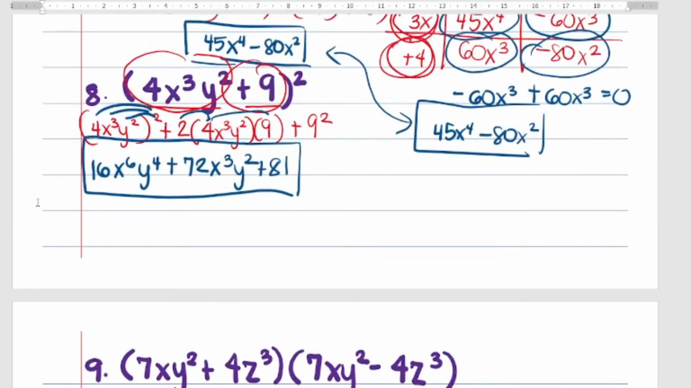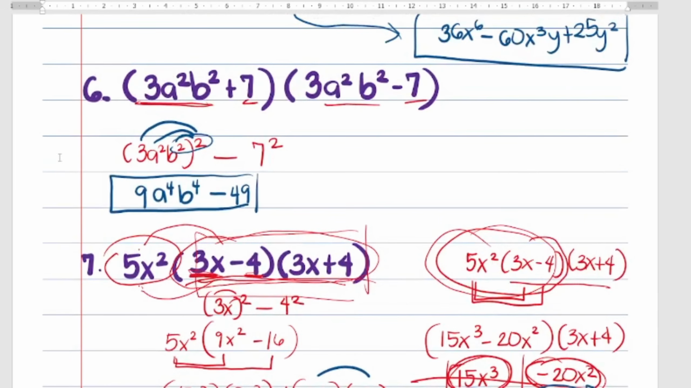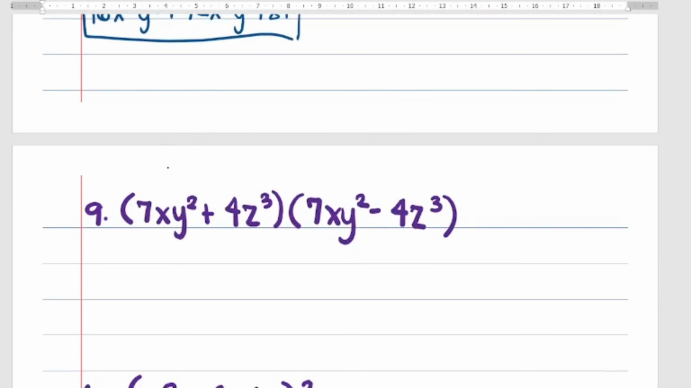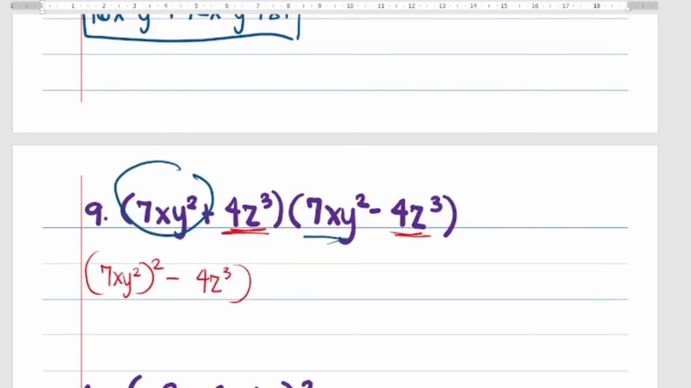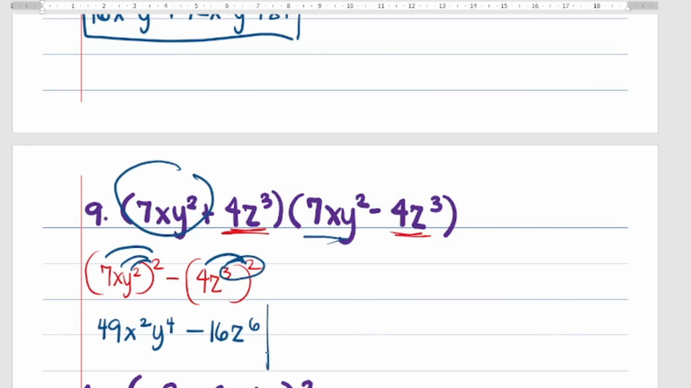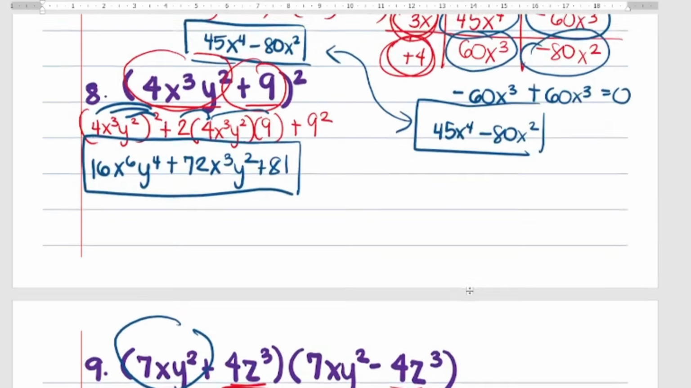Number 9, the pattern repeats. Number 9 has the same pattern with number 6. So, you get the square of 7xy squared minus the square of the second value, 4z cubed squared. Simplifying, 7 squared is 49, then x squared, then y squared squared is y raised to 4, minus 4 squared is 16, and z cubed squared is z raised to 6. Again, where did we get 6? We multiply the exponents. Then, the last item has the same pattern as number 8.